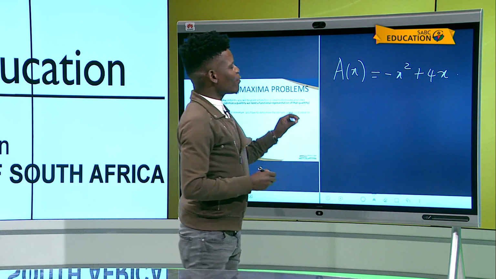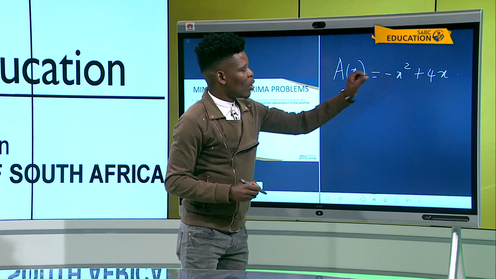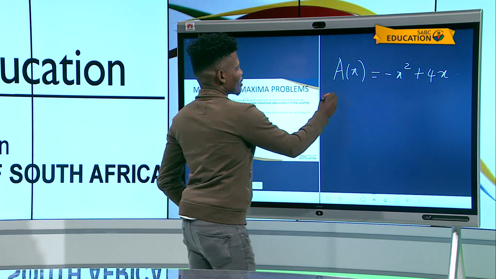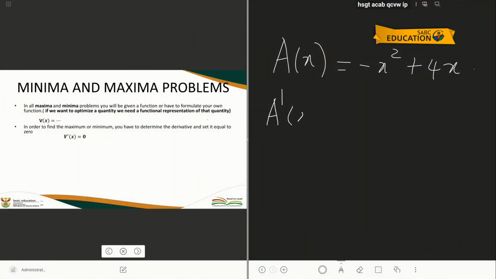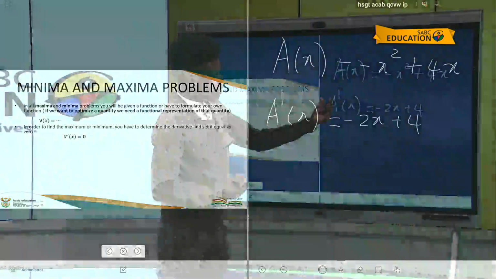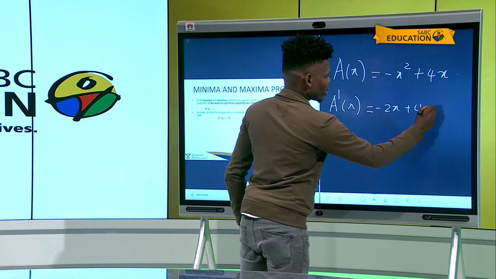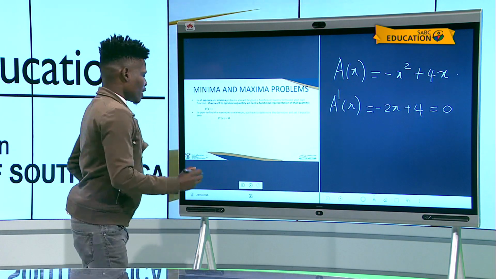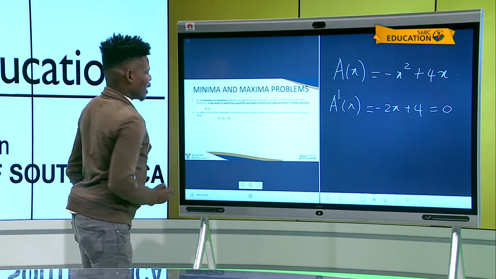So it means that if I want to find the minimum or the maximum area of this, I'm going to say the first derivative of the area equals, so you guys already know how to derive a function, this becomes negative 2x plus 4. Now, I am saying the derivative must be equal to 0, so we are going to equate that to 0.